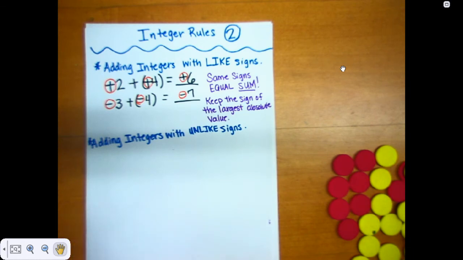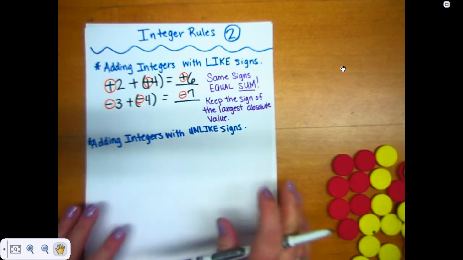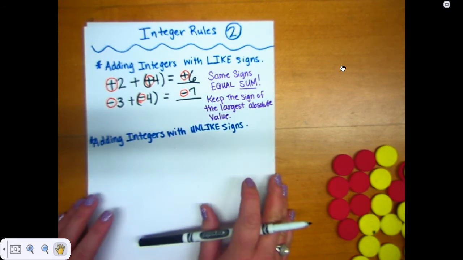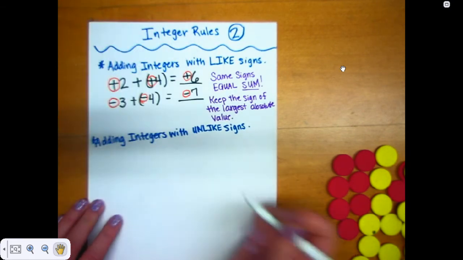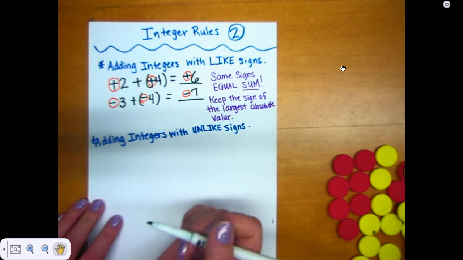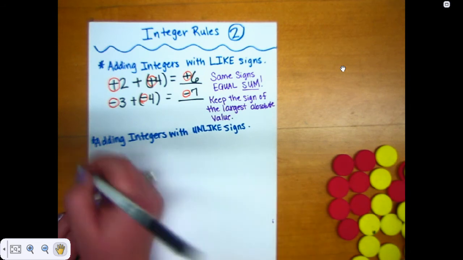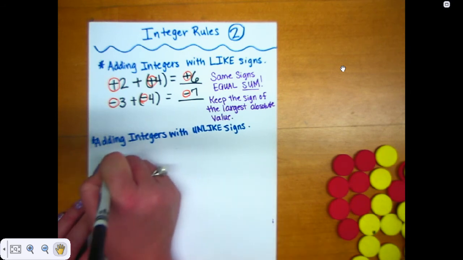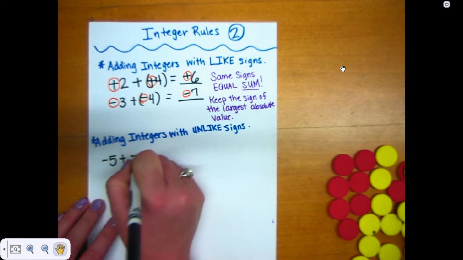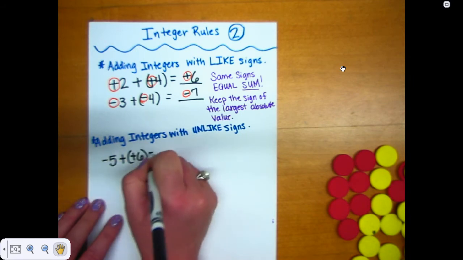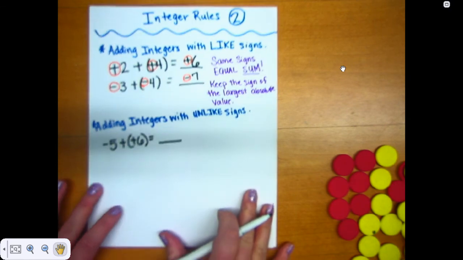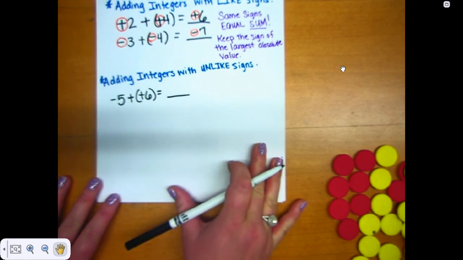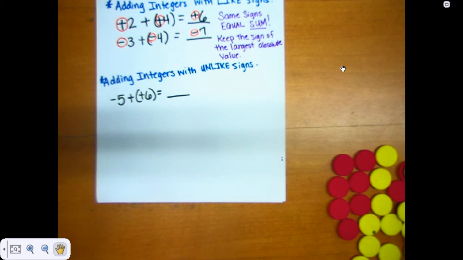Adding integers with unlike signs. So let's say we have -5 plus +6. I'm going to move my screen up so we can see better. So how would we have modeled this?